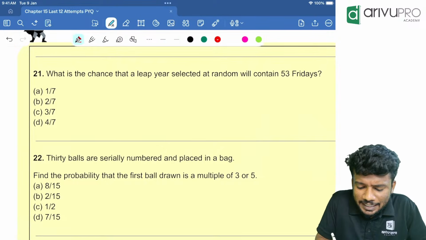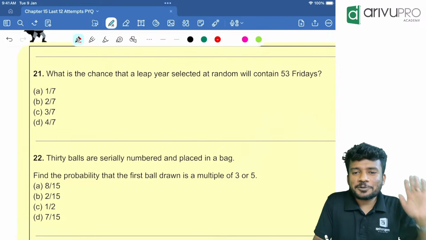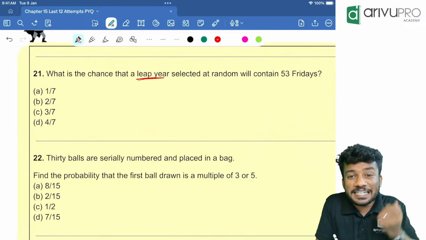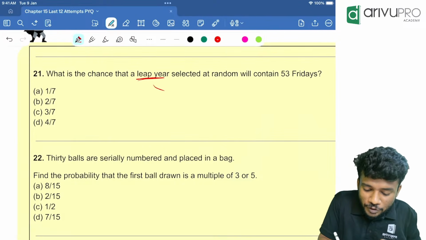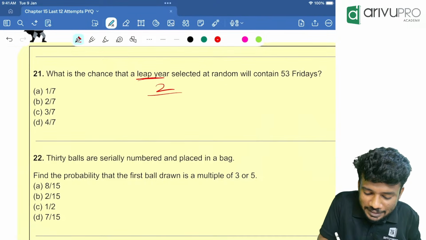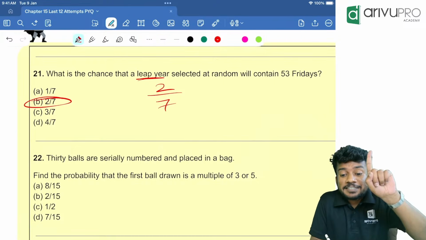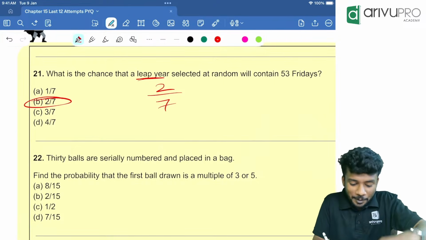What is the chance that a leap year, one of the most repeated and one of the easiest questions to solve. Shortcut: leap year means how many extra days are there? 2 extra days are there. That means the answer will be 2 by 7. Non-leap year means how many extra days? 1 extra day, so the answer will be 1 by 7.